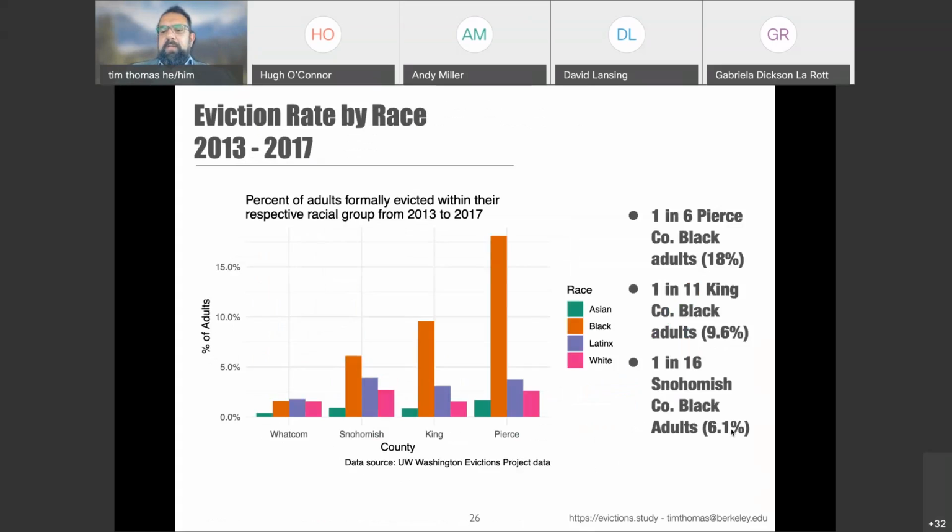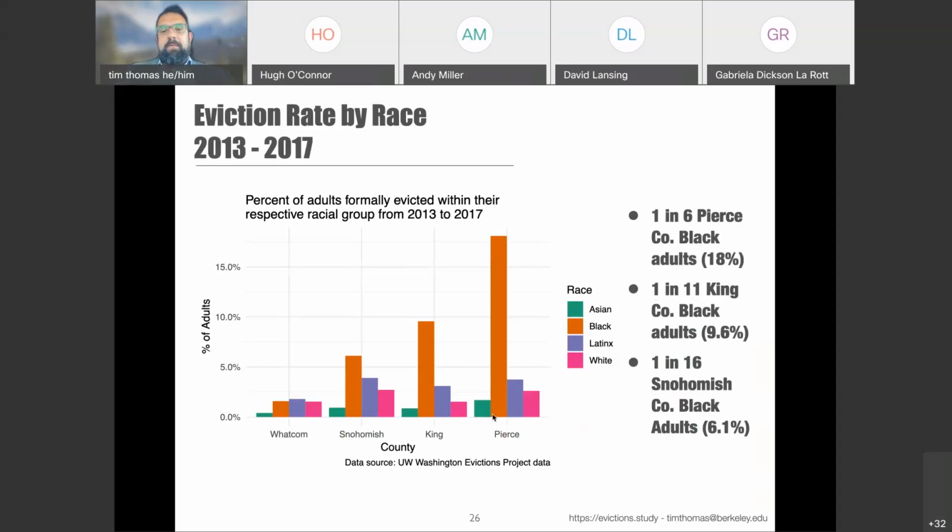And finally, we did a study across multiple counties looking at race, in particular from 2013 to 2017. What we found was that 18% of the Black population was named in an eviction filing in 5 years. So that's 1 in 6 Black adults named in an eviction in Pierce County. Pierce County is just south of King County. It's part of the Puget Sound or Seattle metropolitan area.